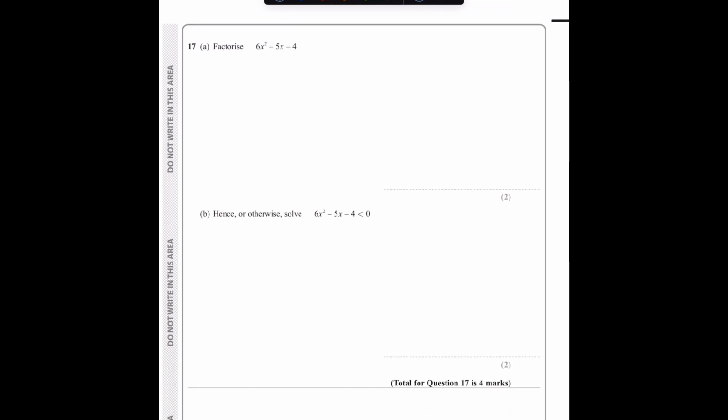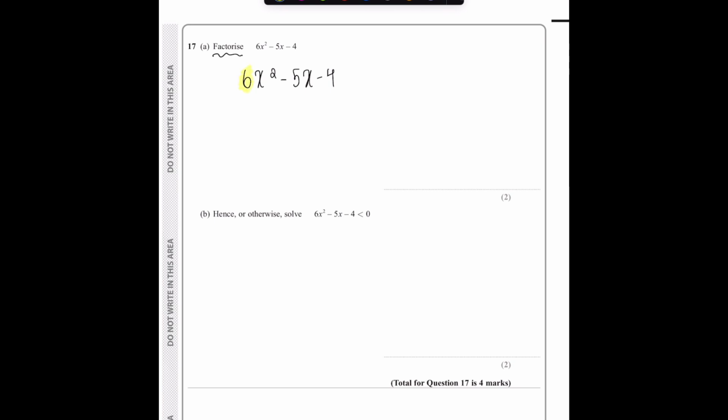Now, heading on to question 17, part A, we have a factorized question. So we have a quadratic, don't we? 6x squared minus 5x take away 4. Now to factorize this, there's many different ways you could approach it, but one way to approach it is the following.